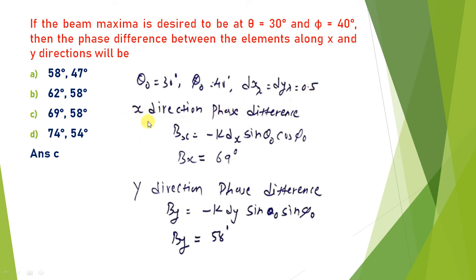The x direction phase angle, that is bx, is given by minus k dx sine theta 0 cos phi 0. What is k? K is equal to 2 pi by lambda, and dx is given 0.5, with theta 0 and phi 0. Put all these values, you will get bx is equal to 69, avoiding the minus sign, because sine angle cannot be minus. And similarly, the y direction phase angle, by, is equal to minus k dy sine theta 0 sine phi 0. Put all these values, you will get by is equal to 58, again neglecting the minus sign. So now the answer is 69 and 58 degrees. So the answer is C.